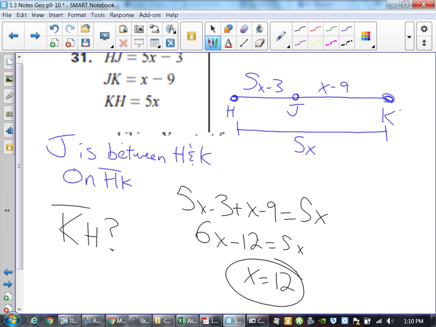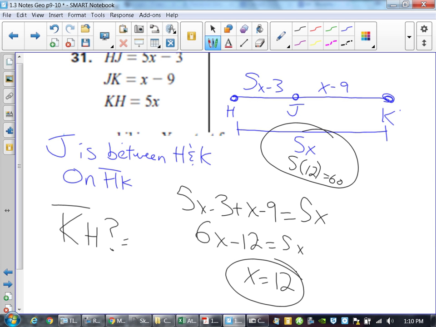Which one do you put 12 in for? 5 times 12. Yeah, that's it. KH segments here, and you get 60. Okay? Now the difference between two smaller segments equaling the whole versus midpoint is that midpoint means each part is equal to each other.